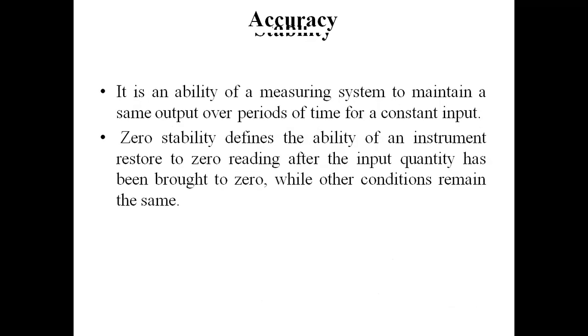The next one is stability. What is stability? It is the ability of a measuring system to maintain the same output over a period of time for a constant input. Then zero stability defines the ability of an instrument to return to zero reading after the input quantity has been brought to zero, while other conditions remain the same. So that is stability overall.